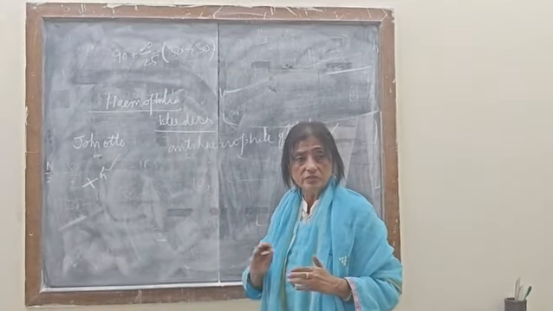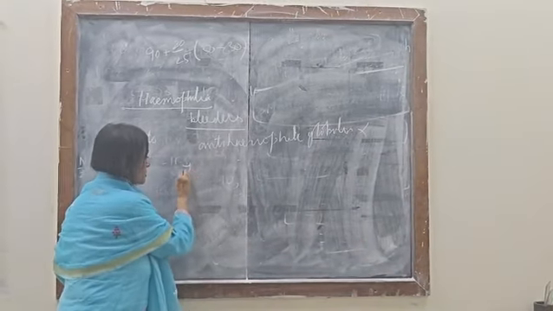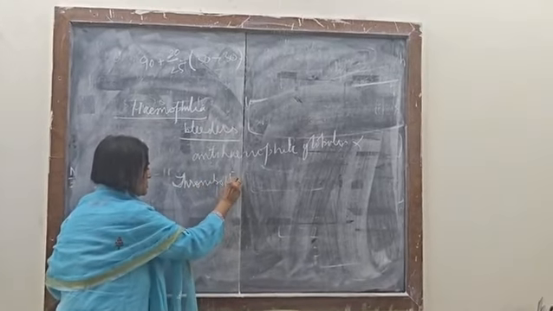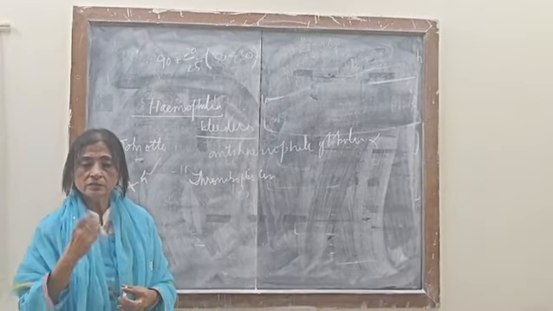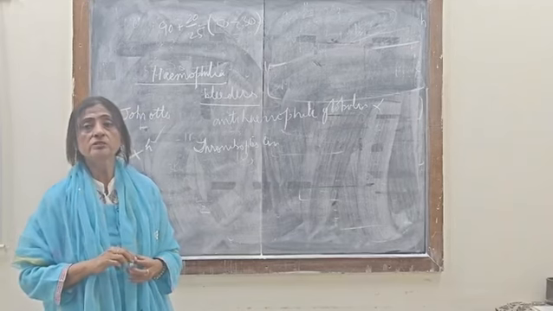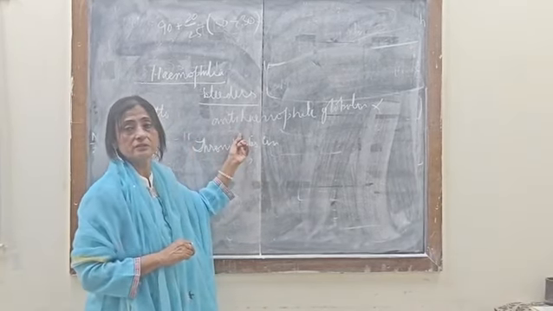Another factor which is defective due to hemophilia is thromboplastin. Thromboplastin is present in the blood plasma, and it is made up of protein plus phospholipid, and it is required for blood clotting. Now this factor is defective.